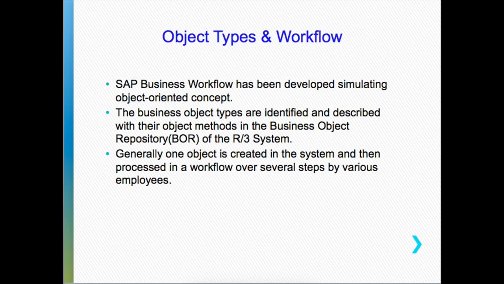Generally, one object is created in the system and then processed in a workflow over several steps by various employees. What it means is you can create one object and it can be used across the system in one workflow, and this workflow can be used by many people. It's not limited to one workflow or one person or one process. It depends on how you build your business object, and you can use it in many workflows or even a single workflow for many people.